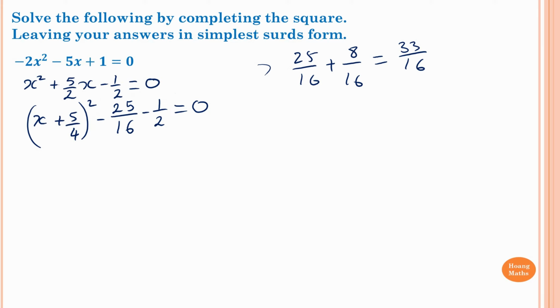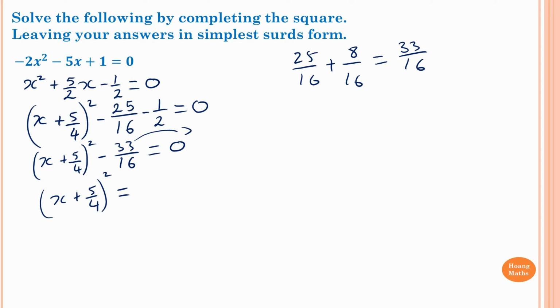Otherwise, you can just use calculator, okay? So this is x plus 5 over 4 all squared minus 33 over 16, which is equal to 0. Now I move this to that side. So x plus 5 over 4, all squared, is equal to 33 over 16. So now if I square root both sides, that is x plus 5 over 4 equal to plus or minus square root of 33 over square root of 16.